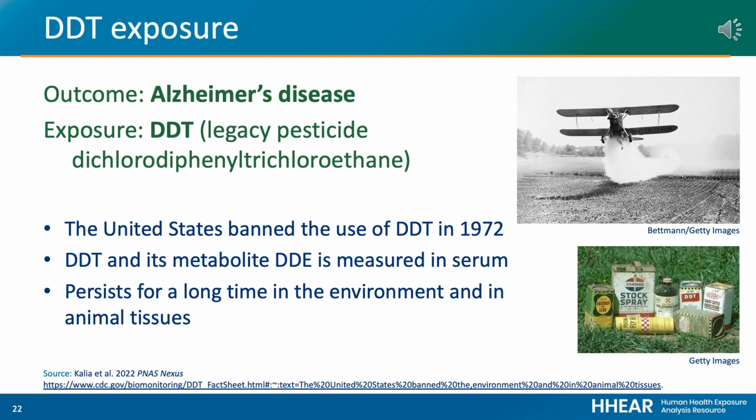DDT and its metabolite, DDE, is typically measured in serum and persists for a long time in the body and environment. While research has demonstrated associations between DDT and Alzheimer's disease, there are still opportunities to further explore other environmental contaminants that might be associated with a cohort with Alzheimer's disease. Again, targeted and untargeted approaches can be used.